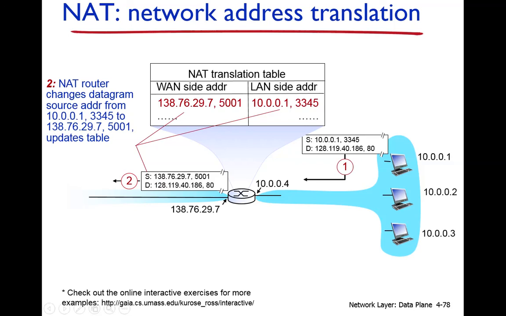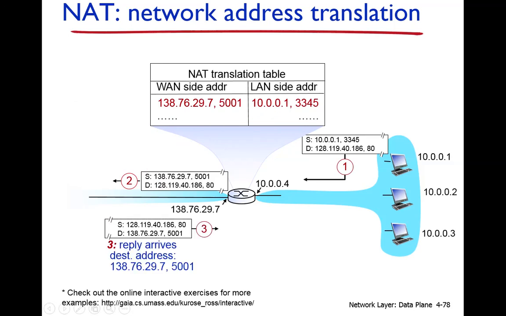Now when the destination sends back the response, the source address is 128.119.40.186. So this was the destination address. This will become the source address, and port number 80, which was the destination port number, will now become the source port. So this is the response from the destination side, and the source address will become the destination IP address.